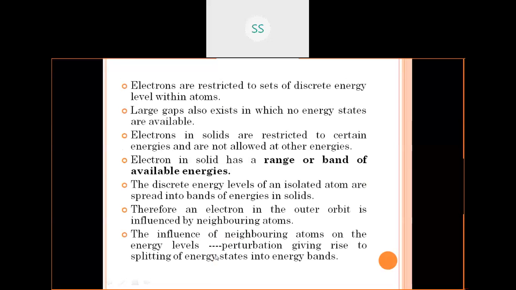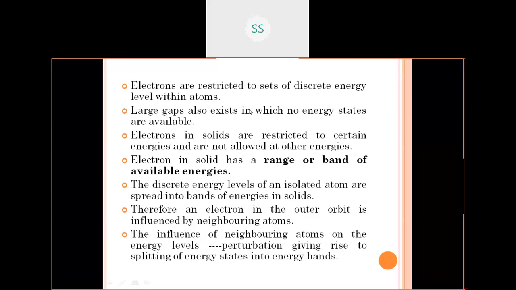So therefore, to start exactly with the bonding forces in solids. Here we will discuss the various types of bondings like ionic bonding, covalent bonding, metallic bonding, and the mixed bondings. So these are the various bondings that are found in the solids. The basic point to understand these bondings is to know that the electrons are restricted to some sets of discrete energy levels within the atoms.